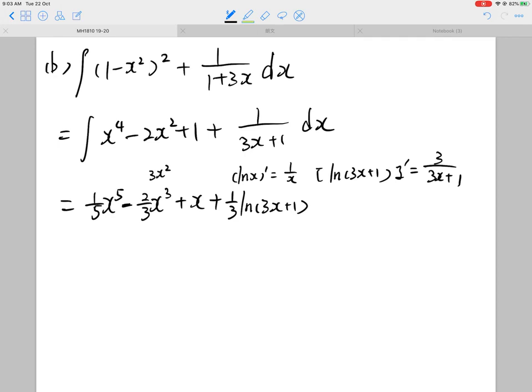Another problem is that x could be any value. It could be negative, but for ln, you want the argument to be positive only. So if you integrate 1 over x, you have to make sure it's ln absolute value of x. If you integrate 1 over x, it's ln absolute value of x. And for the last part, don't forget about the constant c.